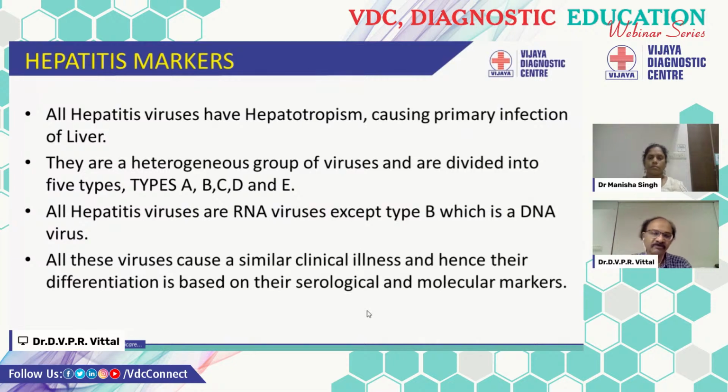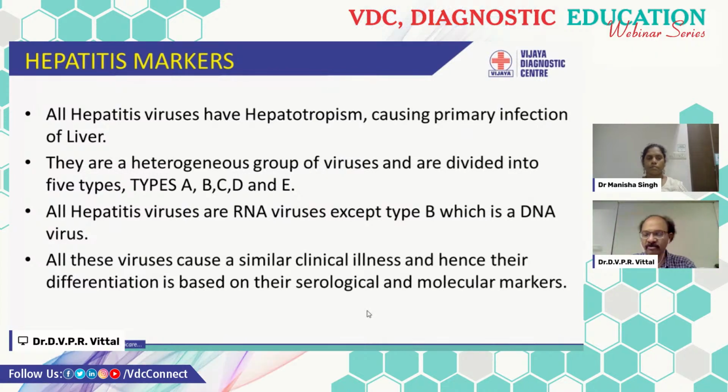Now, why we need hepatitis markers is an important point. Because all these viruses cause a similar clinical illness, and the differentiation of which one is causing the disease is difficult. Hence, the serological as well as the molecular markers help us in the diagnosis of the infection, knowing which virus is causing the disease in a particular patient. Now, let us talk about the individual viruses causing hepatitis.